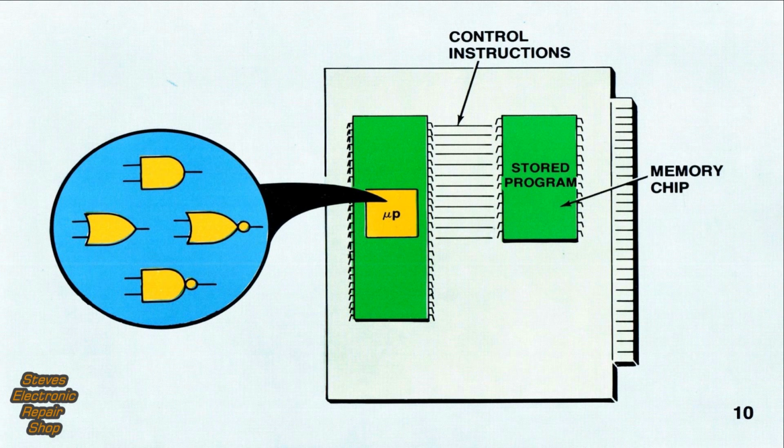In the microprocessor system, the program is stored in a special LSI device called a memory chip. This chip is connected to the microprocessor and supplies control instructions that cause the microprocessor to simulate the gates of conventional logic systems.